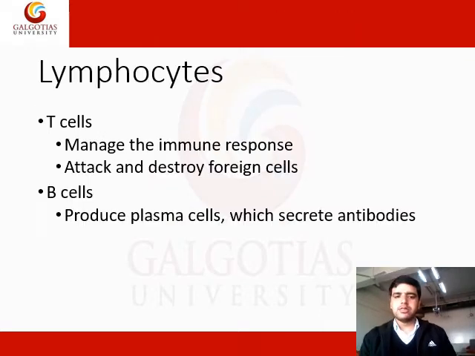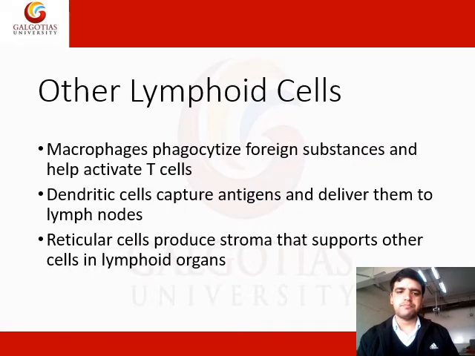The lymphocytes, basically the T cells, manage the immune response. They directly attack and destroy the foreign cells. The B cells are not directly responsible for attacking the antigens themselves. They produce plasma cells which secrete the antibodies and ultimately help in immunosurveillance in our body.